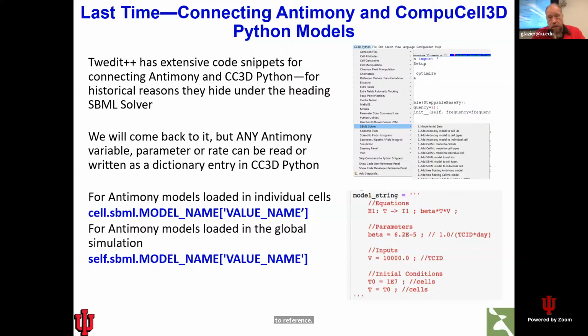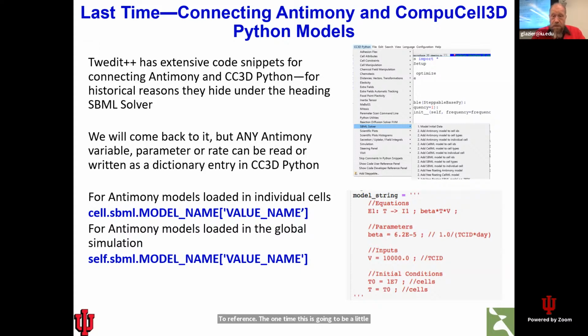As I say, the fact that we say SBML is a bit unfortunate. It should be something like network. But the first network modeling language we supported was SBML. And so we're stuck a little bit with the SBML name. There's also a global ability to load the model globally instead of into cells. And in that case, it would be self.sbml.modelName to reference.